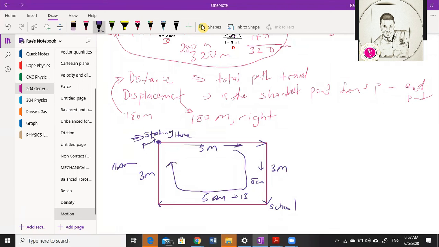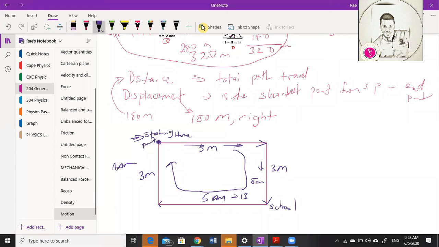So think about it. You understand? If you start at your bedroom and you end up back at your bedroom, what's the displacement from the starting point to the end point? Sir, is it 0 meters? Clearly it is 0, because you ended up back where you started from. So there's no distance between the starting and the end point.